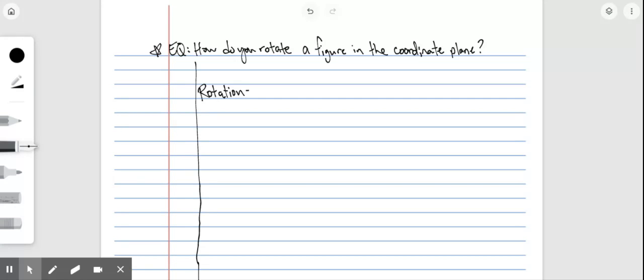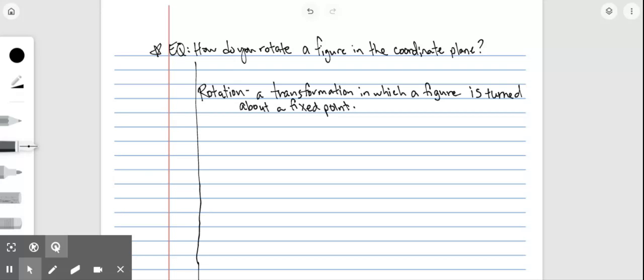A rotation is a transformation that uses a fixed point to rotate a figure around using a degree of rotation. So I'm going to write the definition. Okay, and then since rotation doesn't change anything about the original figure, this is again a rigid transformation.